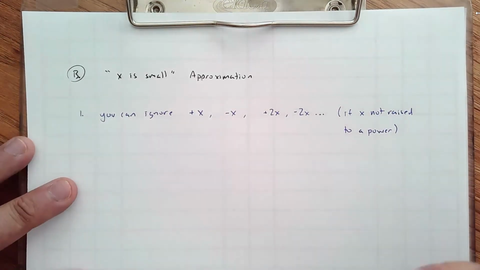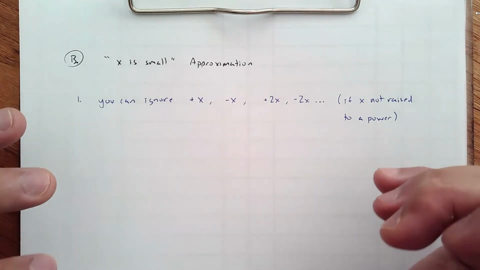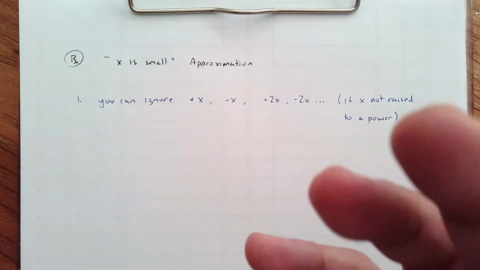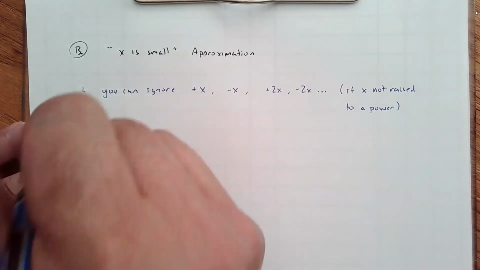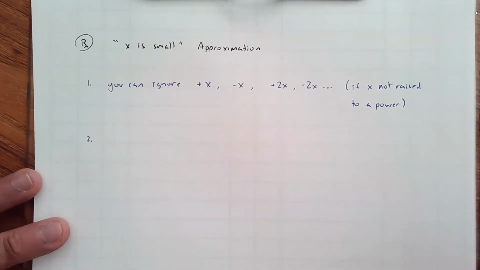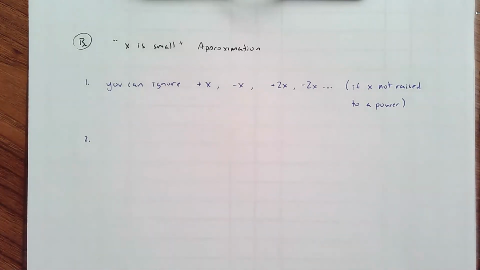This is going to be pretty long. Us writing down all the requirements to use x is small, but when you use it in practice, it's pretty simple. And again, I will show you that for example number 5. Number 2. Oh, no. I didn't even finish my thought for number 1.